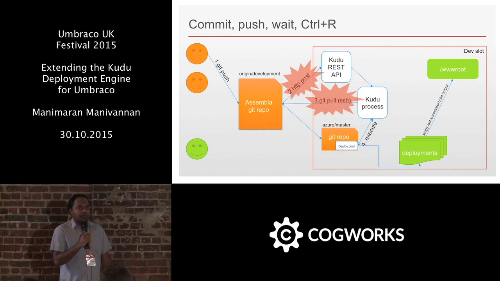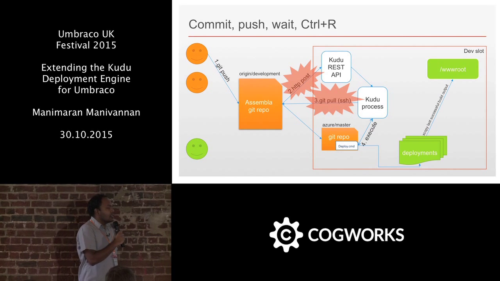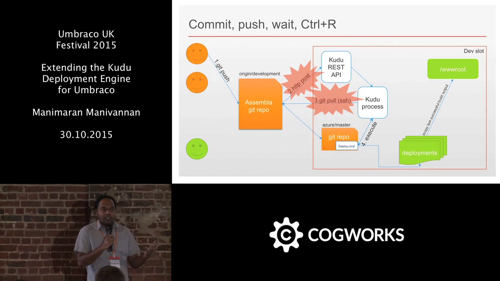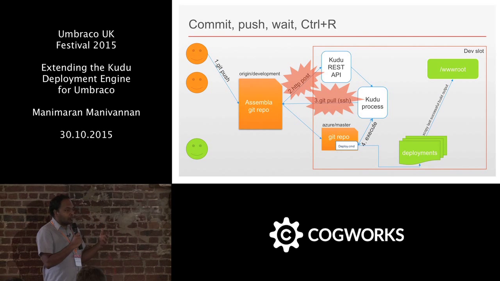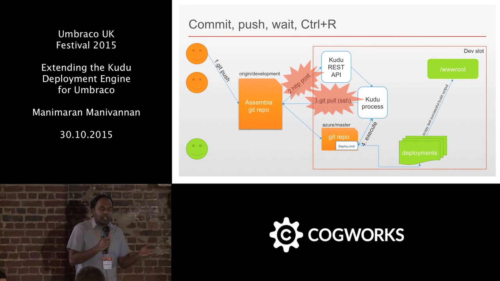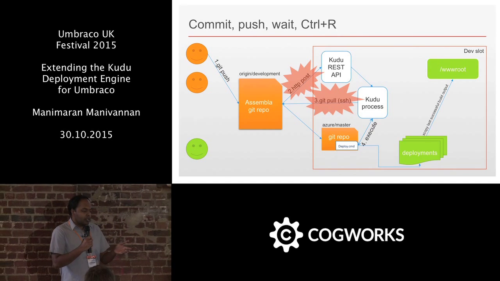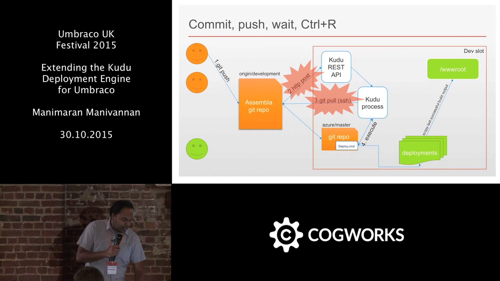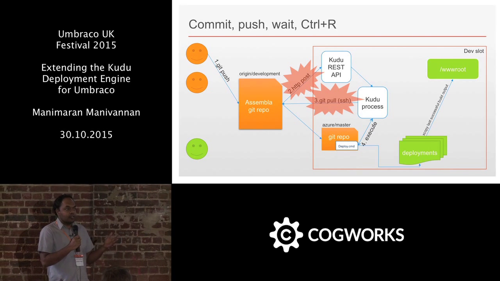Now, Kudu is the deployment engine which is behind the Azure websites. So every Azure website has a Git repo, and it also comes with this Kudu deployment engine. It exposes most of its functionality as a REST API. So if we do an HTTP post to the Kudu REST API, then that in turn does a pull from the repository which we choose.